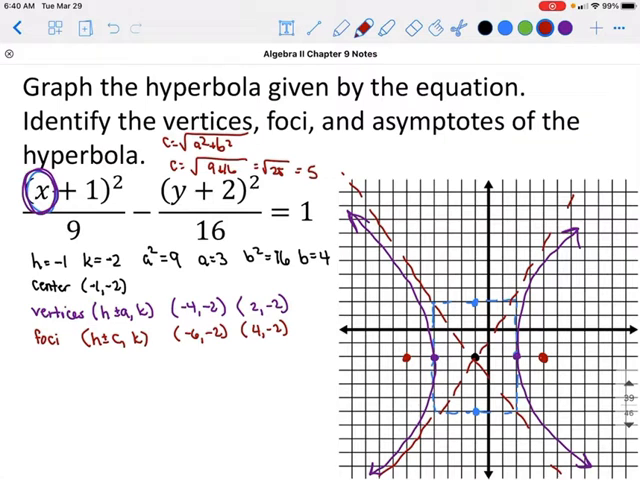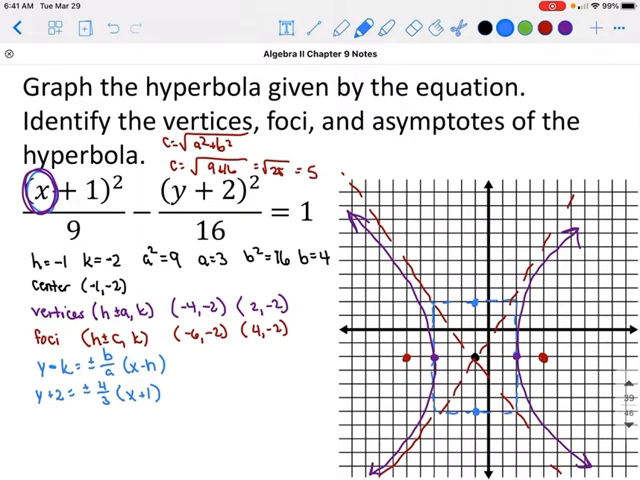To find our asymptotes, remember, the equations change depending on the direction that it opens. So because this opens horizontally, our equation for our asymptotes is going to be y minus k is equal to plus or minus b over a times x minus h. So this is going to be y plus 2, because minus negative makes it positive, equals plus or minus 4 over 3 times x plus 1.